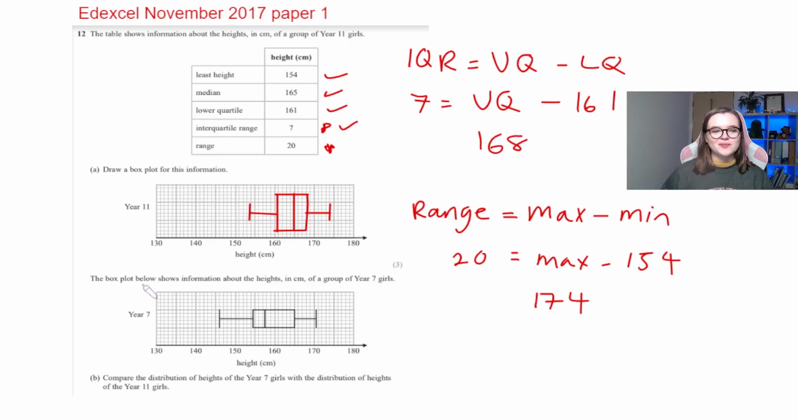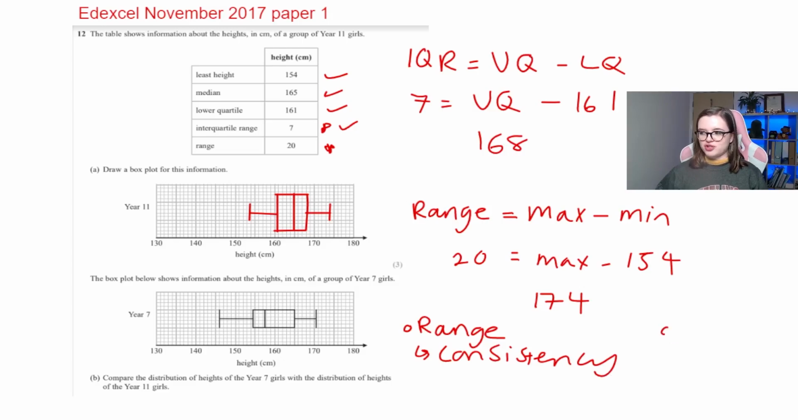Part B then. The box plot below shows information about the heights in centimetres of a group of Year 7 girls. Compare the distribution of the heights of the Year 7 girls with the distribution of the heights of the Year 11 girls. So remember with this, comparing two things. Range, which will tell us about the consistency, and average, which is in this case the median, which will tell us who is taller. The one with the greatest median is going to be taller. So I'm going to then type it out and then I'll show you what I get in a second.